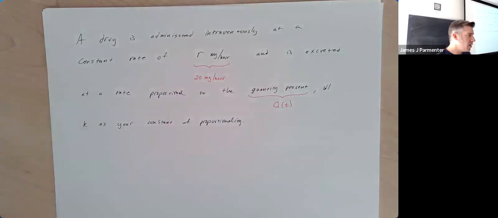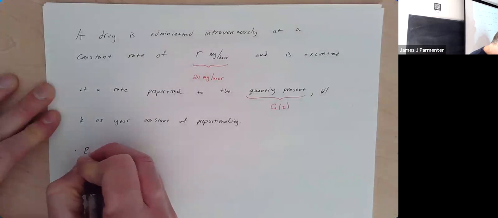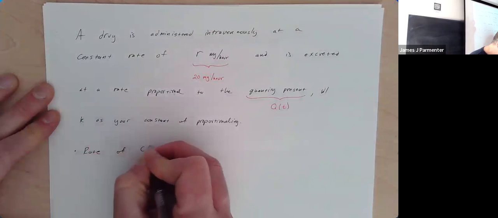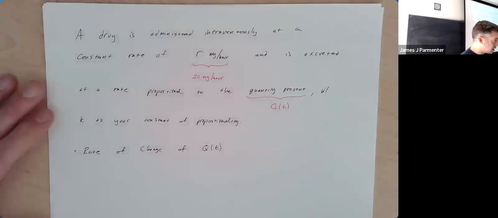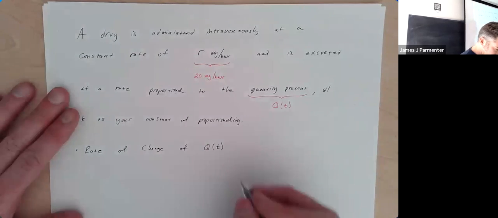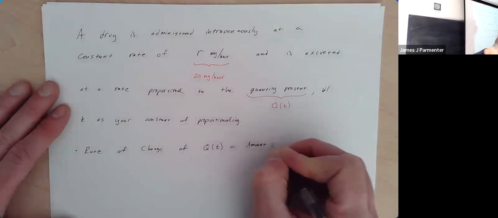I will say that this problem has a hallmark that is similar to the tank problems, which is that you have a system that you are putting things into and taking things out of at the same time. So just like a tank problem, if we're trying to find the rate of change of the amount of drugs in the body, it's going to equal the amount in minus the amount out.